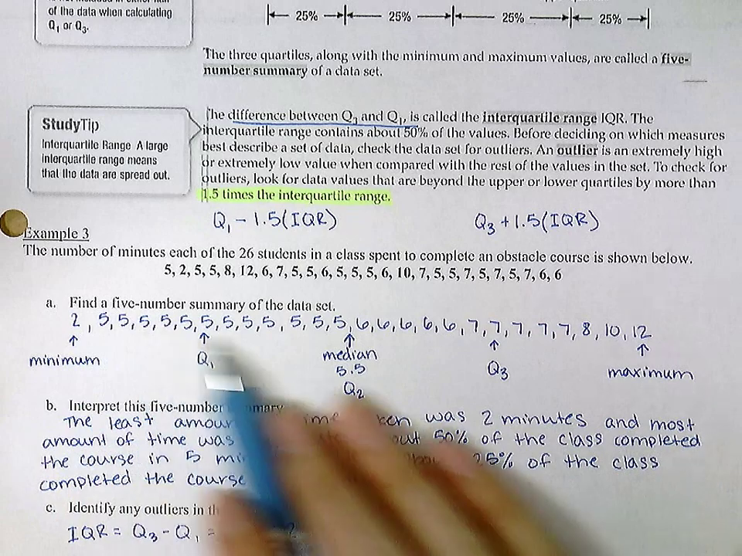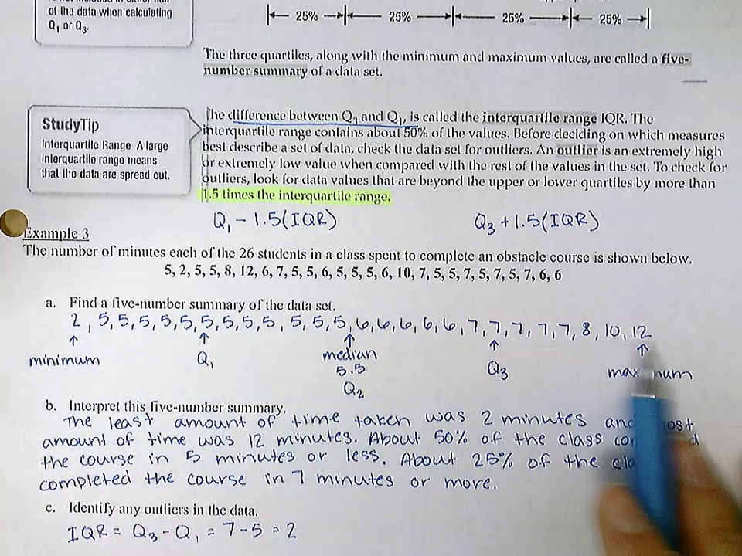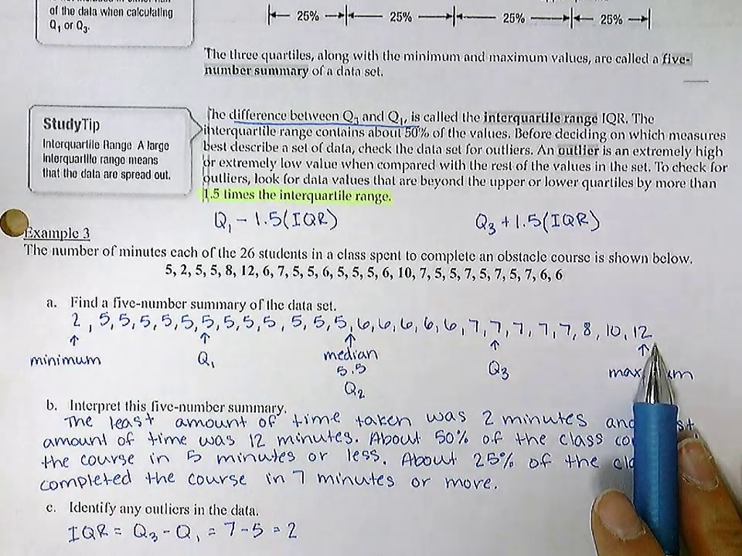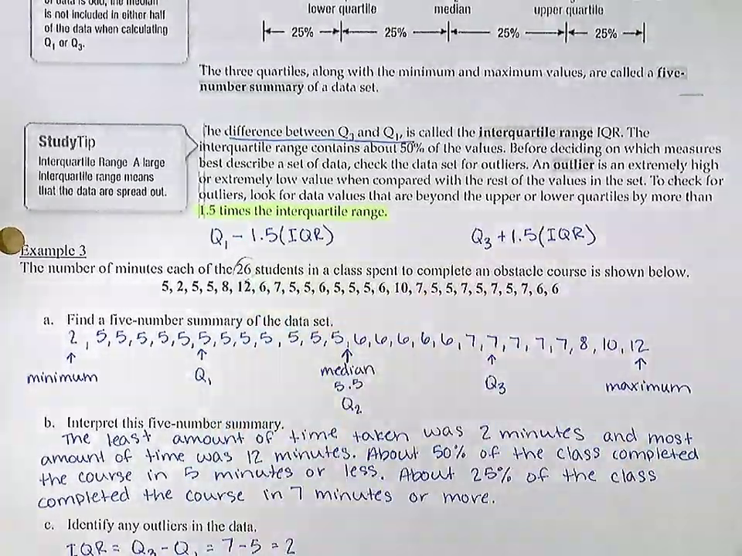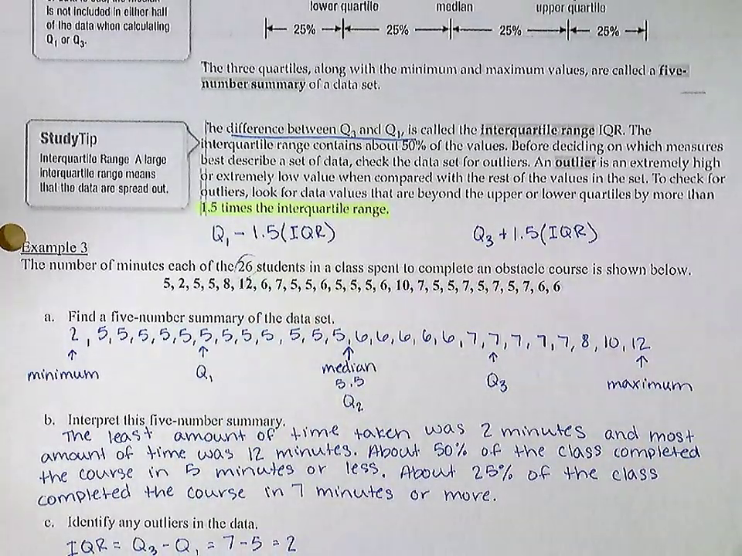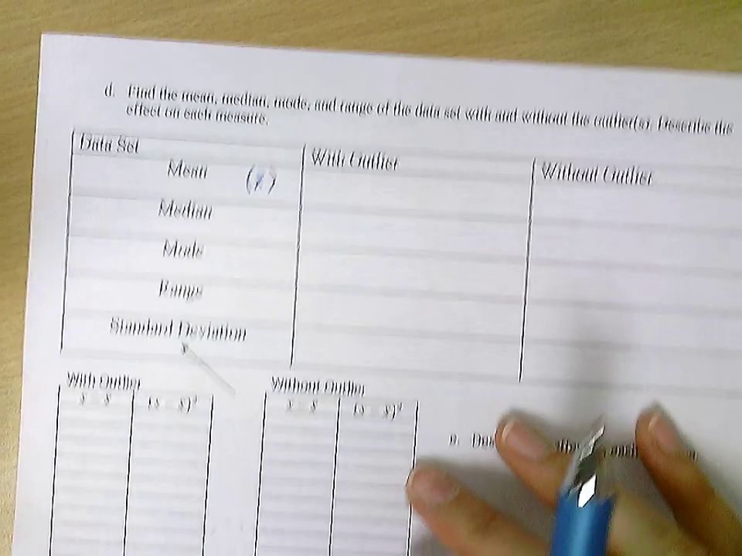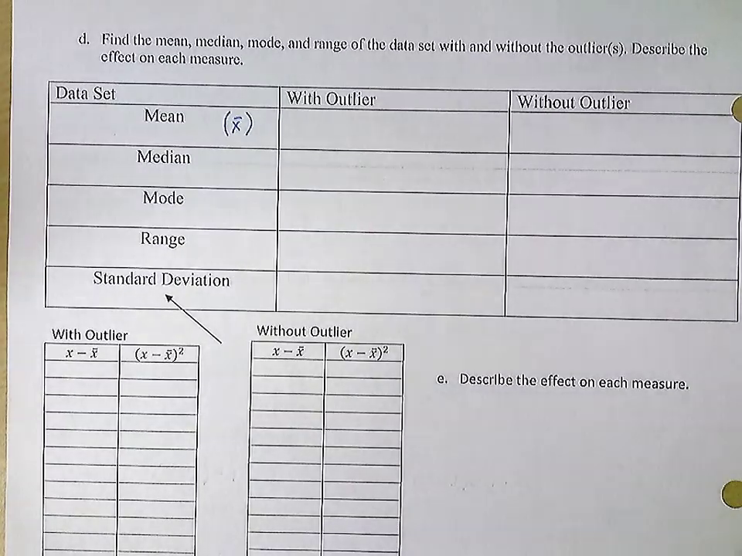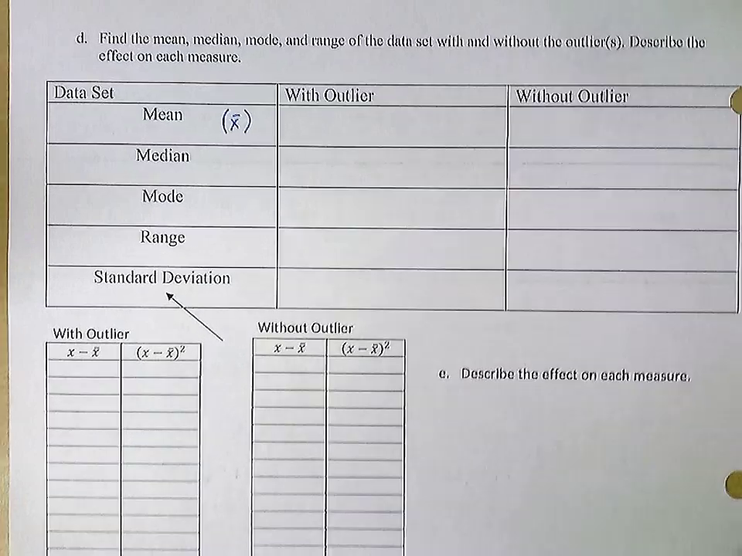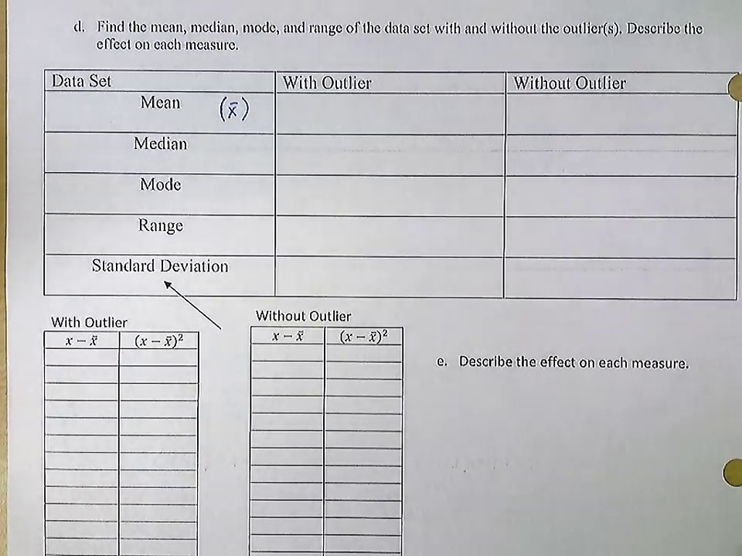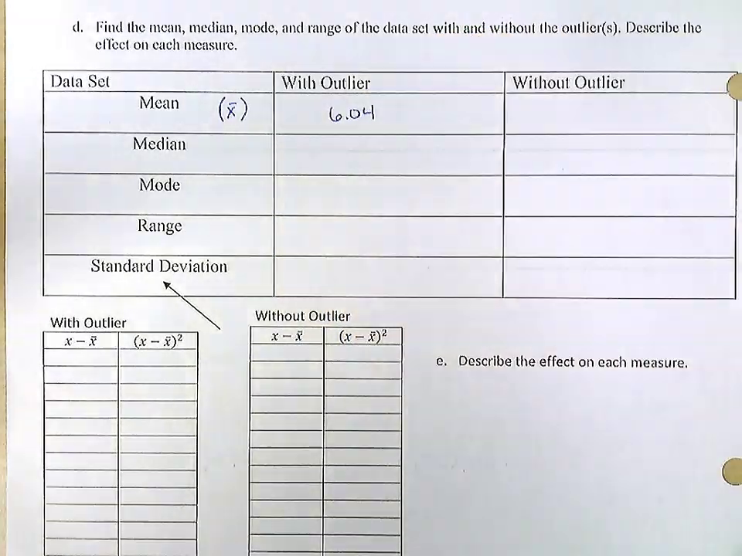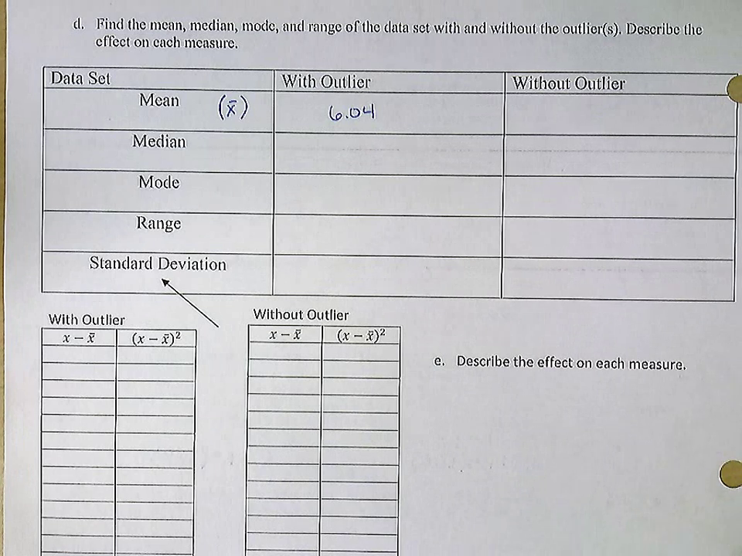So if I look at the front again here, you're going to take all of these, add them together, and divide by 26, since there's 26 values. Add the numbers, divide by how many there are. Your mean is 6.04.